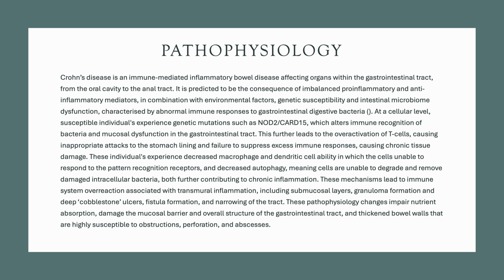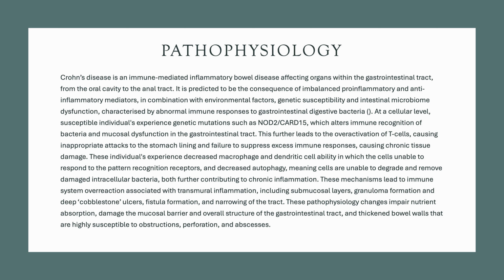At a cellular level, susceptible individuals experience genetic mutations such as NOD2 and CARD15, which alter immune recognition of bacteria and mucosal dysfunction in the gastrointestinal tract. This further leads to overactivation of T cells, causing inappropriate attacks to the stomach lining, and failure to suppress excess immune responses, causing chronic tissue damage.